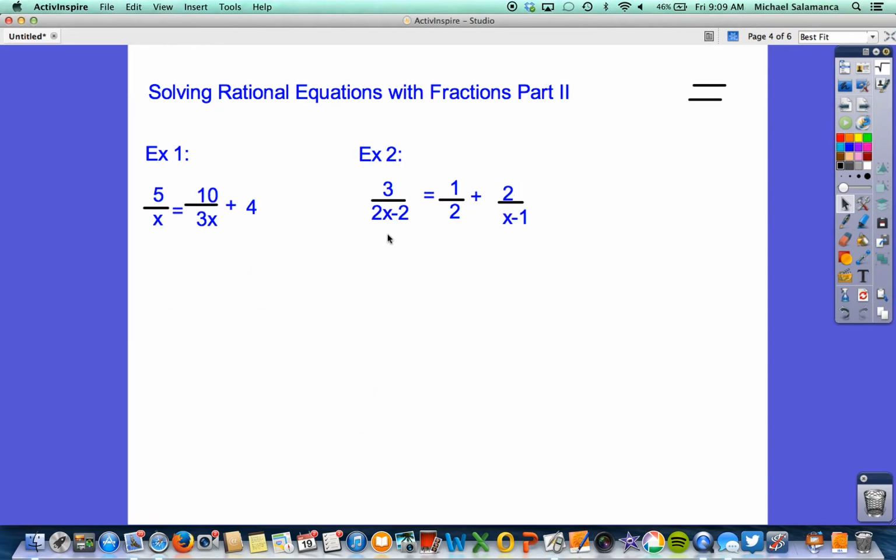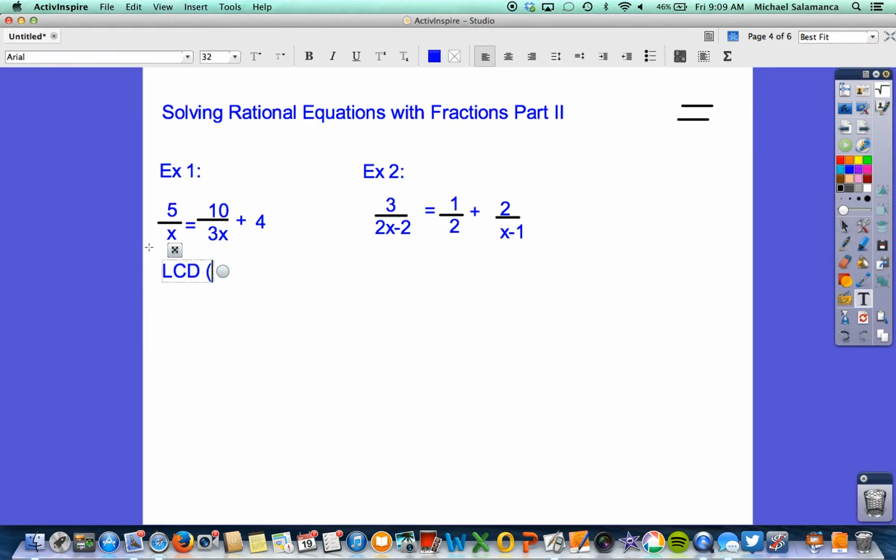So let's look at part 2. Part 2 is a little bit more tricky because now you see that we have variables in the denominator. So we're looking at the denominators of our fractions and trying to find an LCD between x and 3x. In this instance, it's just 3x because that's what they both have in common. So we are going to multiply the entire problem by 3x.